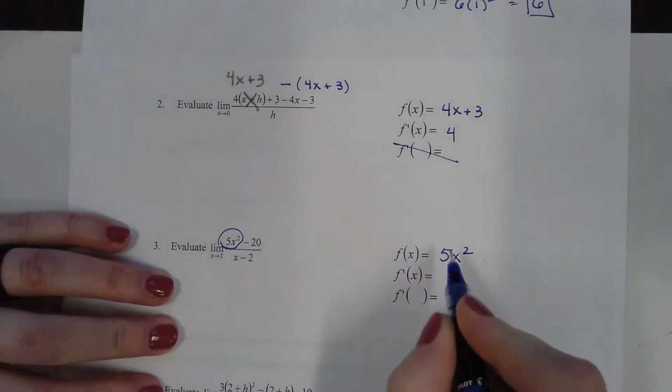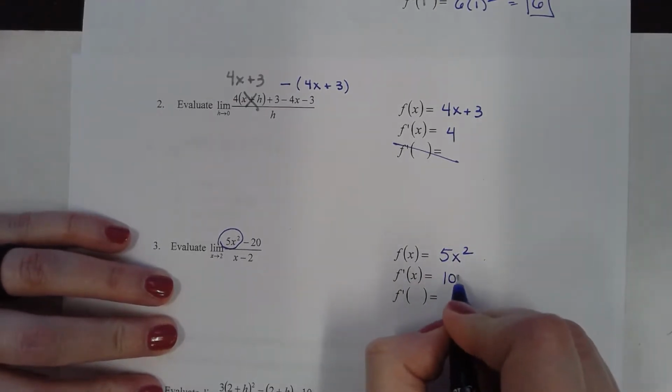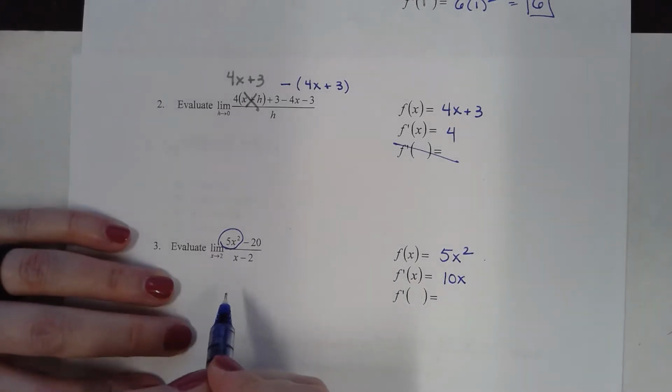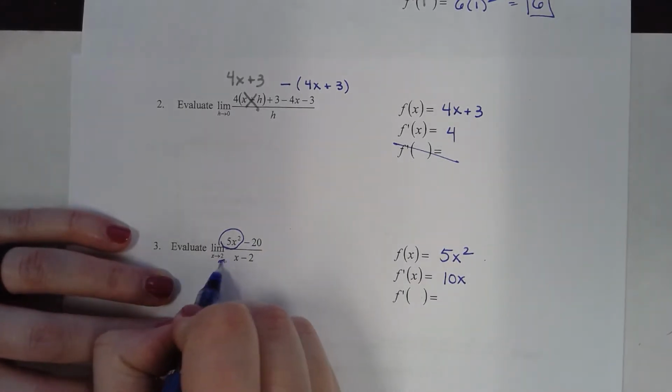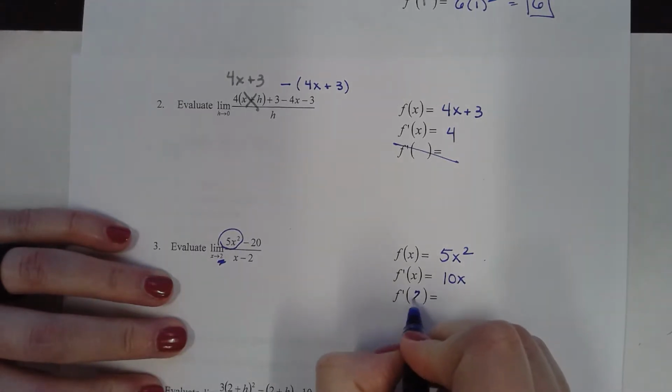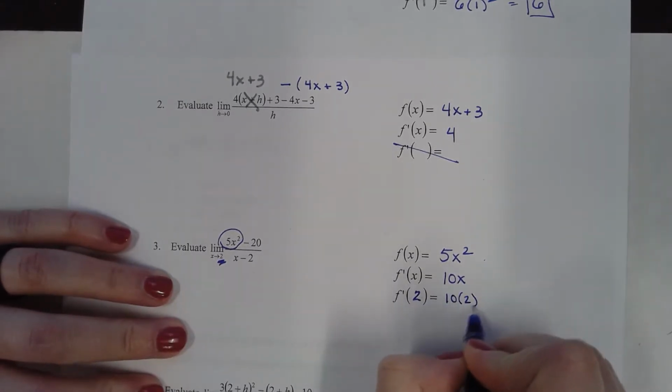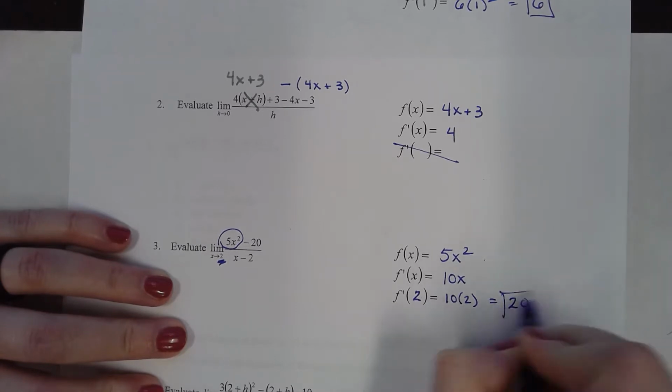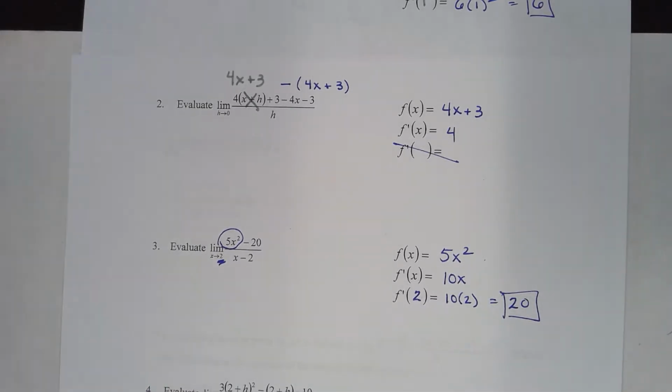5x squared. What's the derivative? 10x. What's the specific point you're subbing in? That's right here. Whatever x is approaching, that's your specific point. You want to sub in a 2. And I'm done. No factoring, canceling, reducing, none of that.